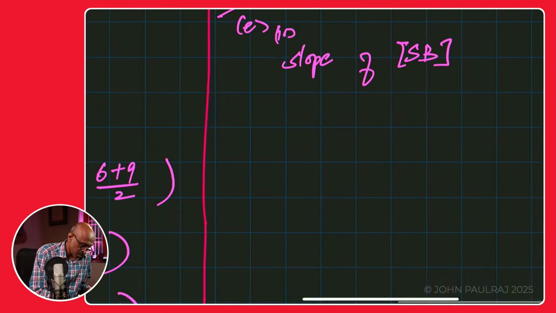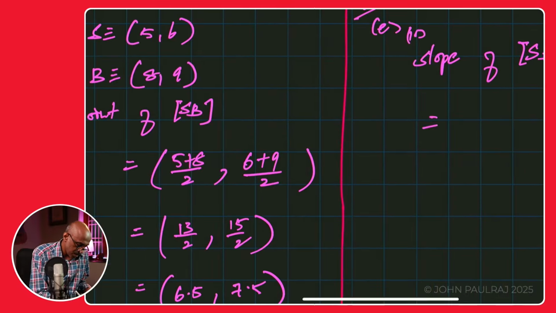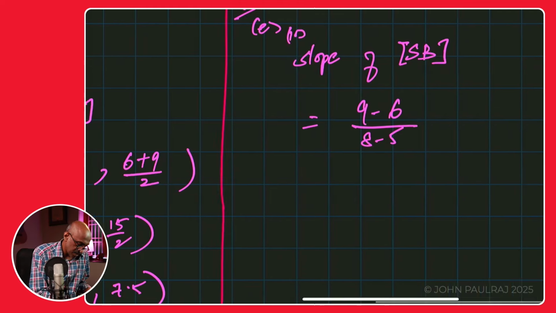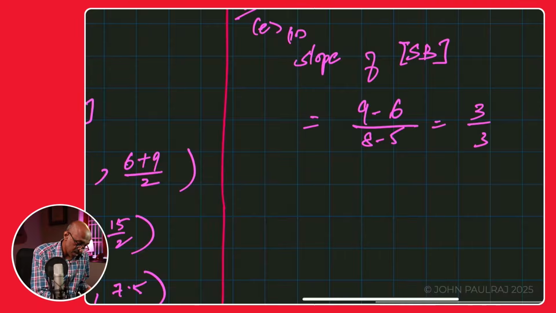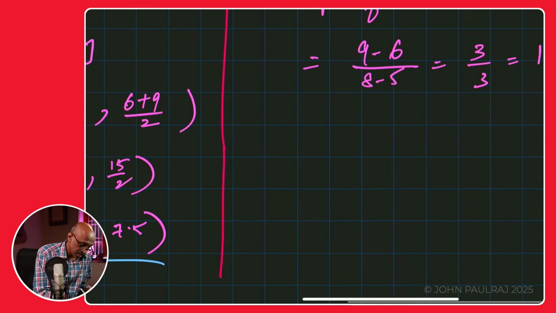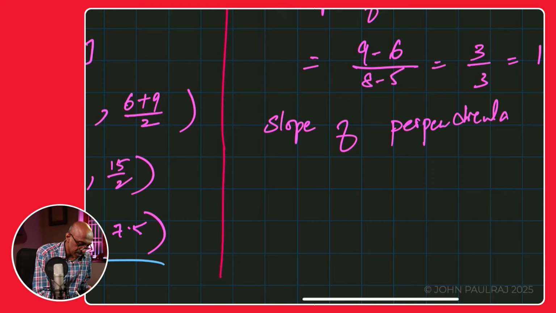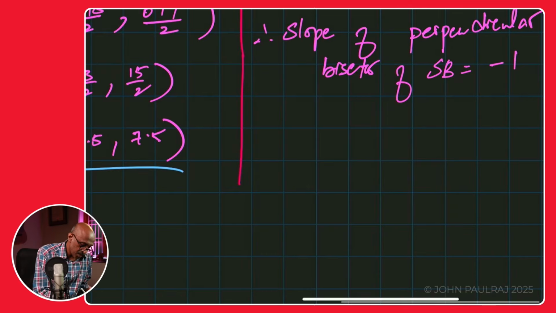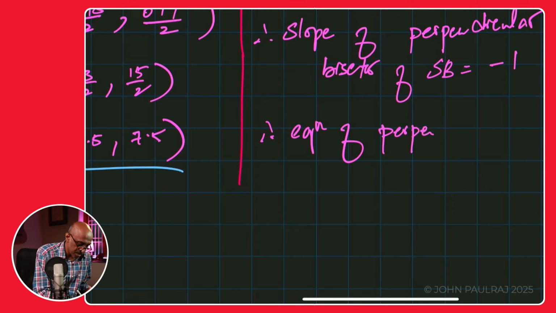Again, let's use y2 minus y1 over x2 minus x1, and we have the coordinates there. This is 9 minus 6 and 8 minus 5. 9 minus 6 is 3, 8 minus 5 is 3, and that's 1. So the slope of the perpendicular bisector of SB must be -1. Therefore, we can write down the equation of the perpendicular bisector of SB.